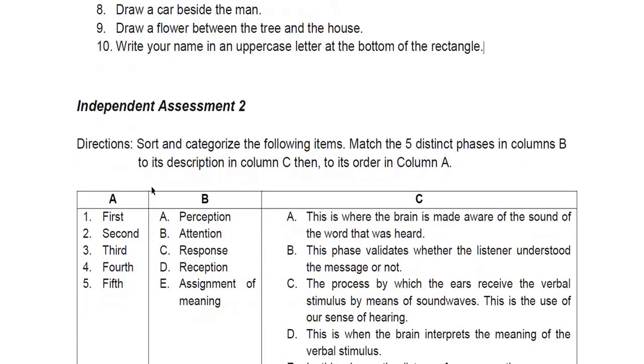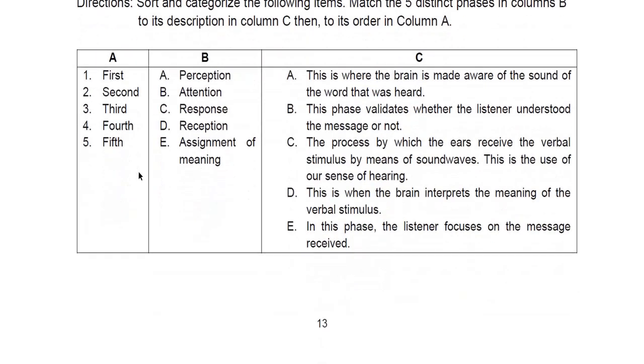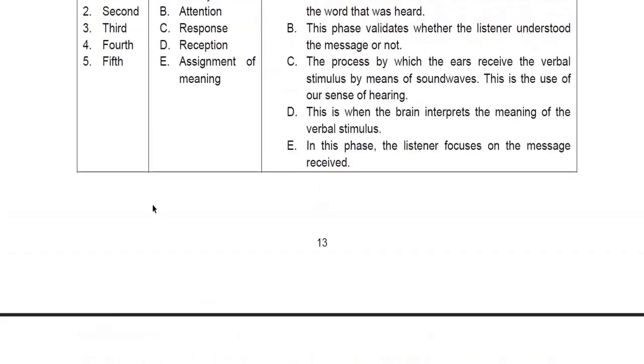Next, independent assessment number 2: sort and categorize the following items. Match the 5 distinct phrases in column B to its description in column C, and then to its order in column A. Okay, so we have here the phrases, and first you will identify the meaning. So just match, and then which comes first? Is it perception that comes first? Is it attention that comes first? Or is it response that comes first? So you will categorize them and arrange them in proper order.